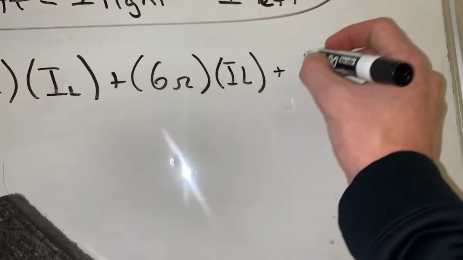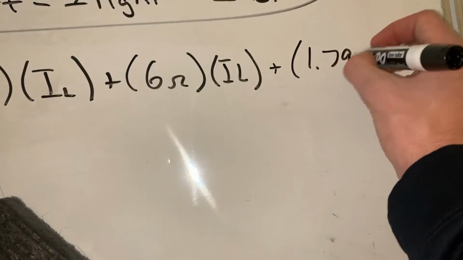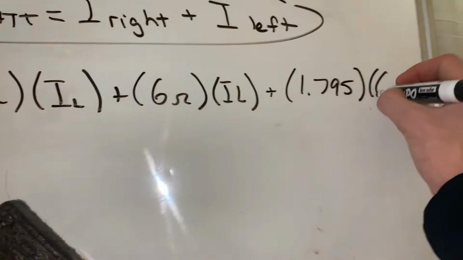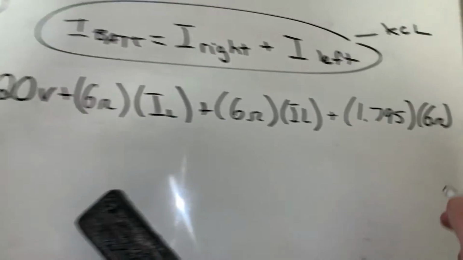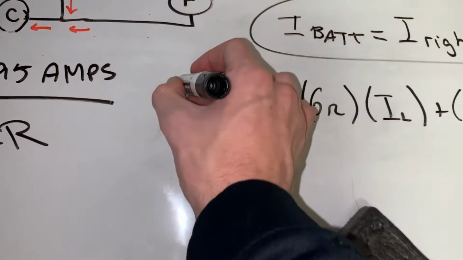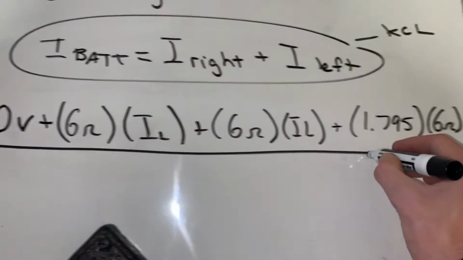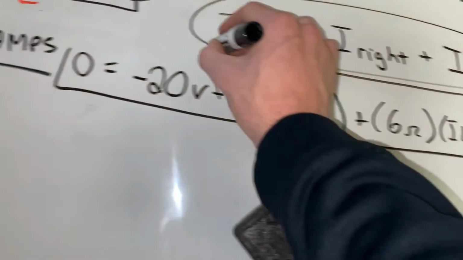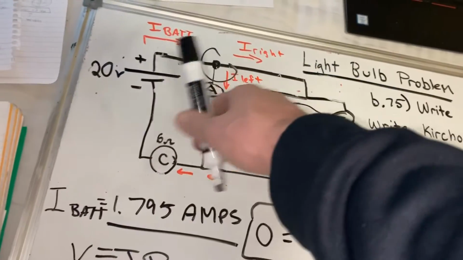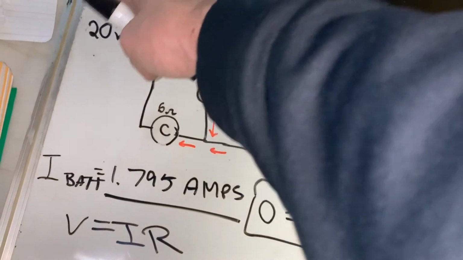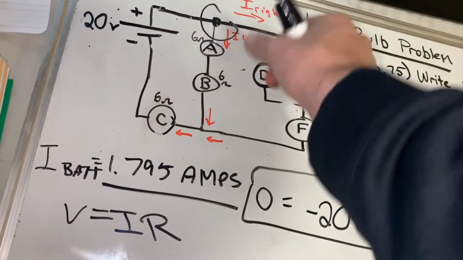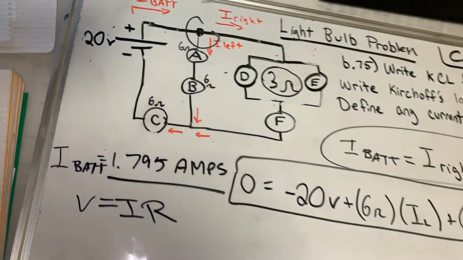And we already calculated this to be 1.795. So what we're going to do is 1.795 times 6 ohms. And all of this is going to equal 0. So this is Kirchhoff's loop rule. As you travel around the circuit, the voltages basically have to drop or add up to equal 0 at the end.